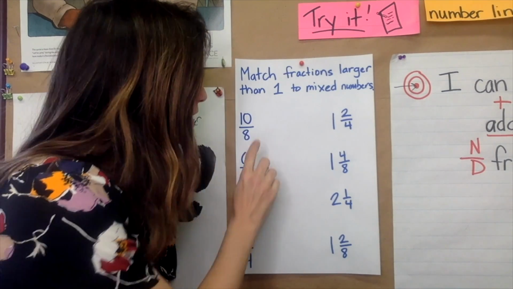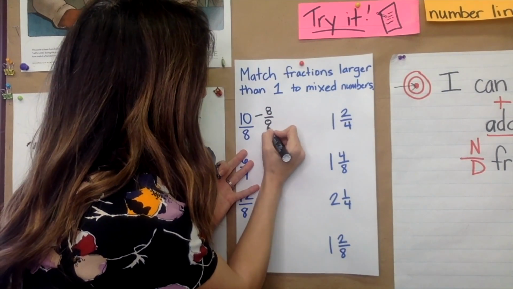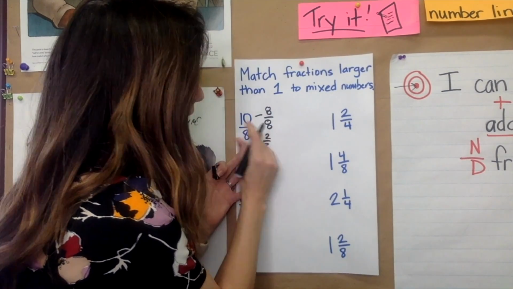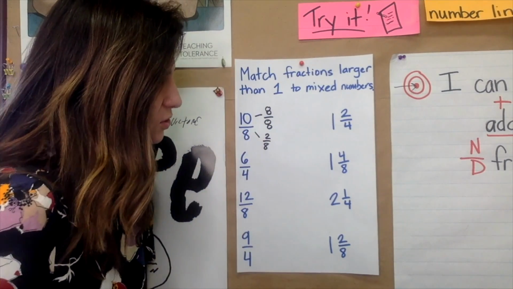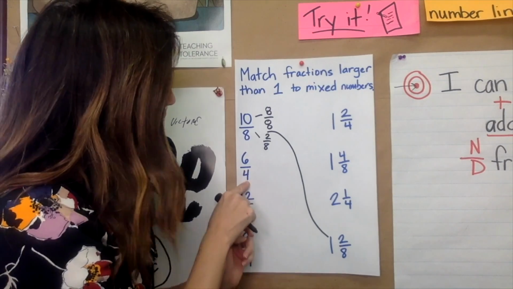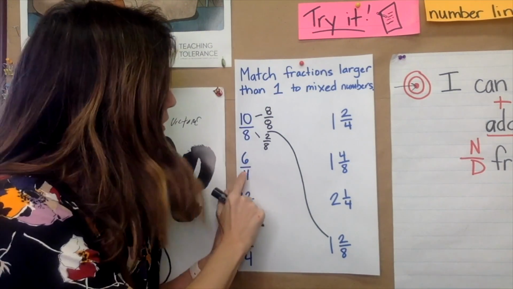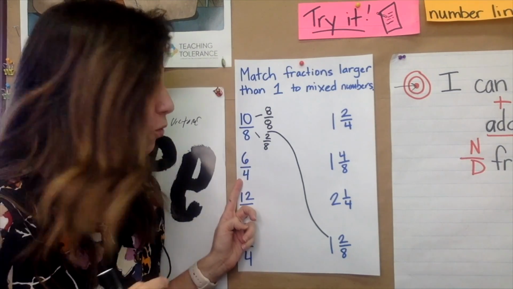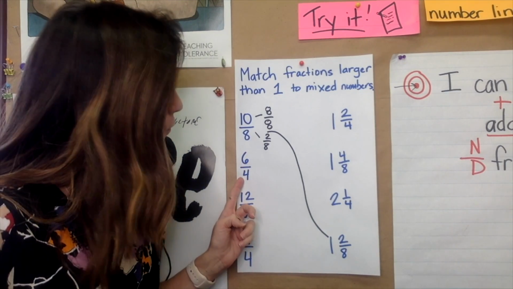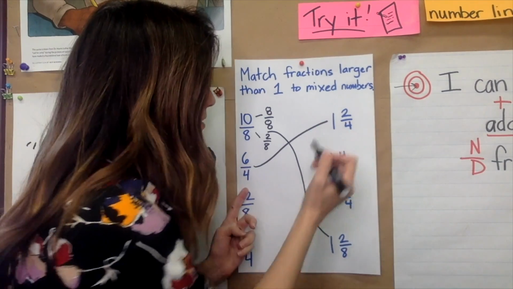Let's try it out. If I have 10/8, I could decompose this into 8/8 and 2/8. So I'm going to look for 1 and 2/8. Oh, found it. Awesome. Let's figure this one out: 6/4. I'm going to do this one in my head. 4/4 means there would be 2/4 remaining. I'm going to look for 1 and 2/4. The mixed number, there it is.